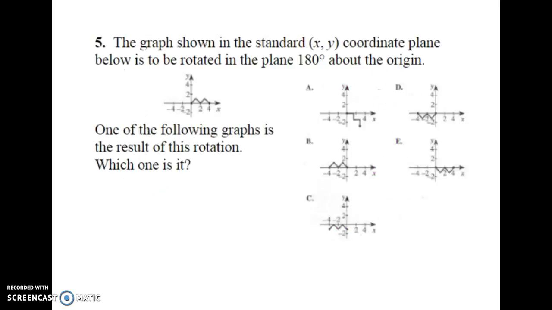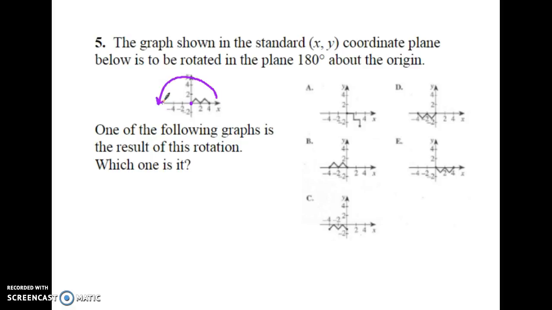And number 5 shows us a graph in the standard XY coordinate plane, and it's to be rotated in the plane 180 degrees about the origin. So this is the origin, and we're going to rotate 180 degrees. Since we're rotating 180 degrees, it does not matter if we rotate clockwise or counterclockwise, but we're trying to determine which of the graphs match that rotation. So essentially, you're taking this figure and you're rotating it 180 degrees.